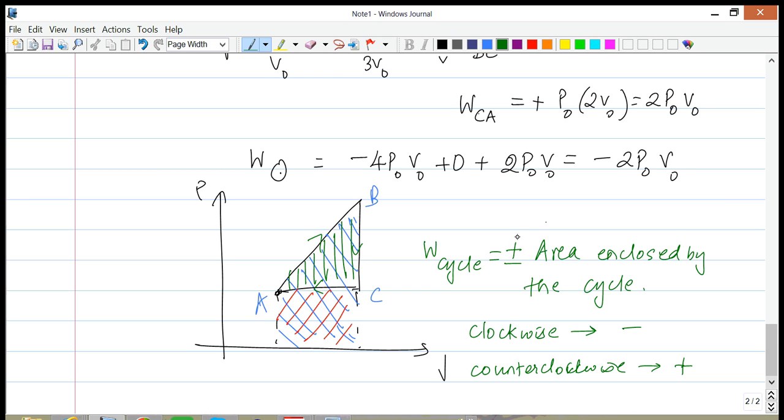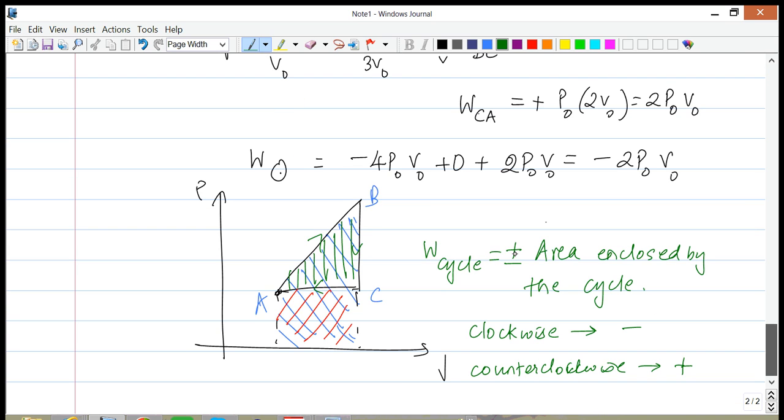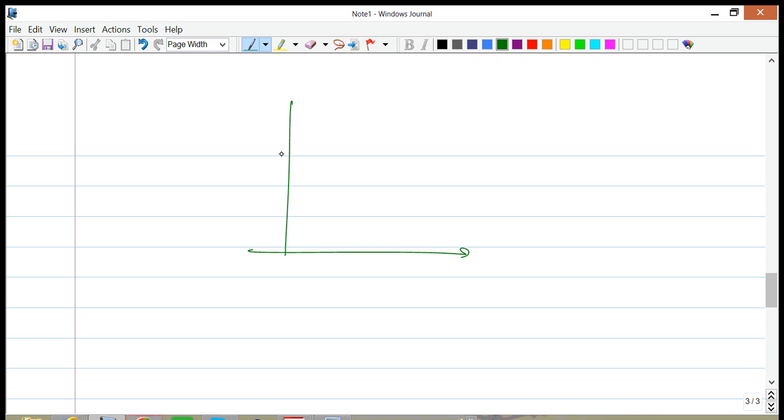What you can do is look at this process again. During the process A to B, the most amount of work was done, and that work was clearly negative because the volume was increasing. So we know that the total work done for the cycle has to be negative. On the other hand, if we had a counterclockwise cycle like so, then the most amount of work done was for this part of the cycle, all this work, and it's clearly positive. So the net work done will have to be positive.